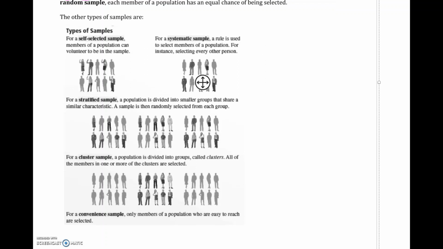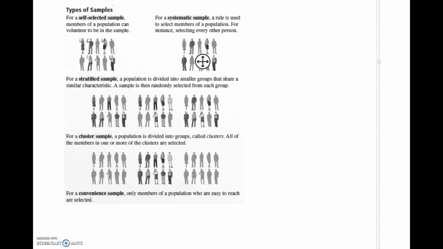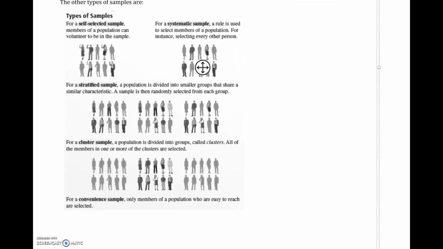So a self-selected sample, there you go, that's what I was trying to do, is members of a population that might volunteer to be part of a study. So you might have seen these on TV commercials where they say, call this 1-800 number if you're interested in being part of this study. The keyword here is volunteer.